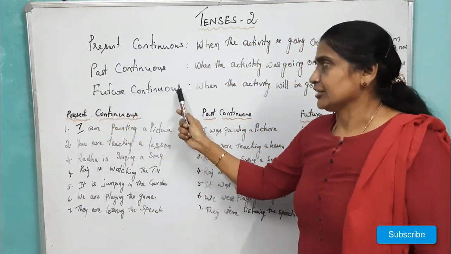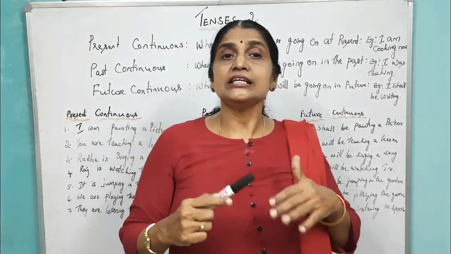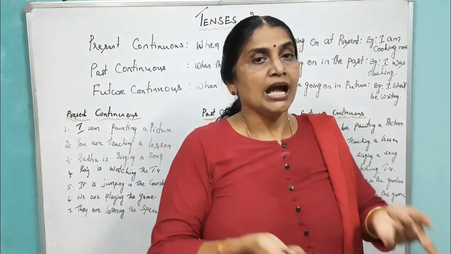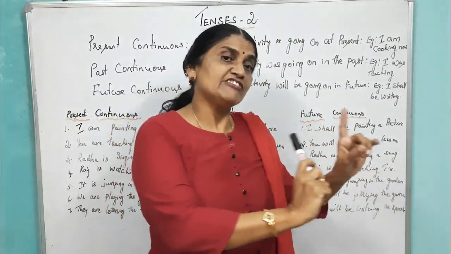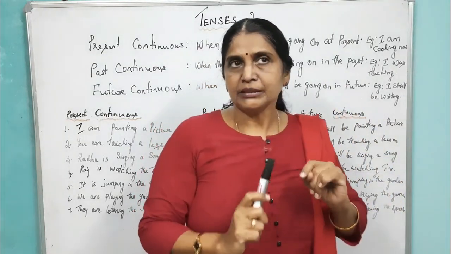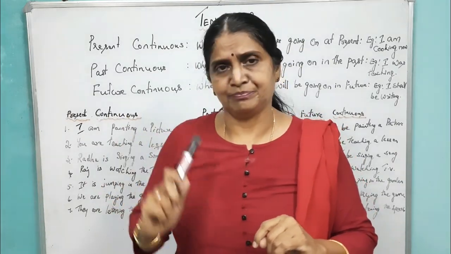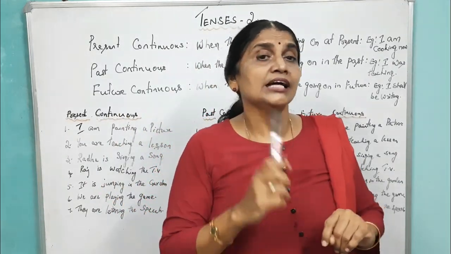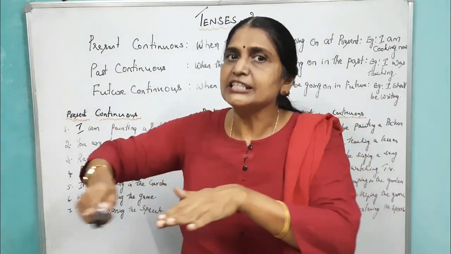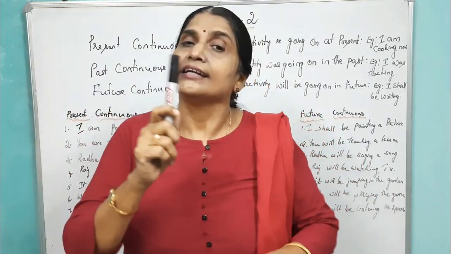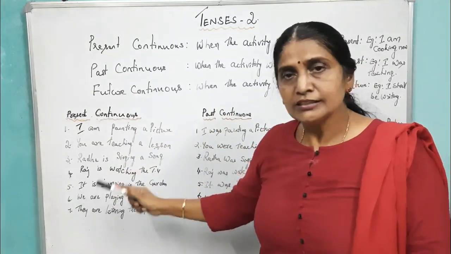Now, what about future continuous tense? Future tense, you know. Future tense you use when the activity will take place in future. And what about future continuous tense? In that case, in future, the activity will be continuing. For example, tomorrow at 5 o'clock, I will be watching a movie. I will be watching a movie at 5 o'clock tomorrow. So tomorrow at 5 o'clock, the activity will be taking place. It will be continuing. In that case, you use future continuous tense. Is it clear? Now let's go for the examples.